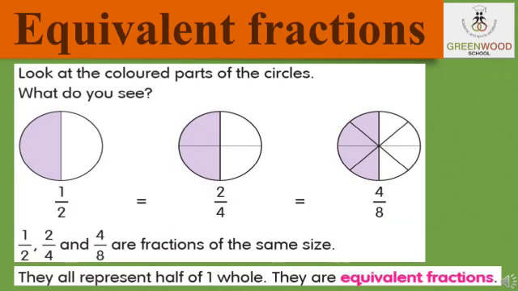Next topic is equivalent fractions. Look at the colored parts of the circles. In the first one, a circle is divided in 2 parts out of which one is colored. So we'll write it as 1 divided by 2. In the second one, the circle is divided in 4 parts out of which 2 are colored. So we'll write 2 by 4. And in the third circle, it is divided in 8 parts out of which 4 are colored. So we'll write it as 4 by 8.